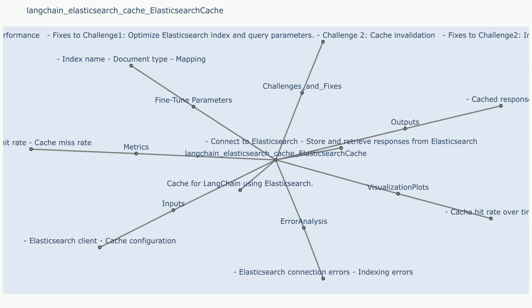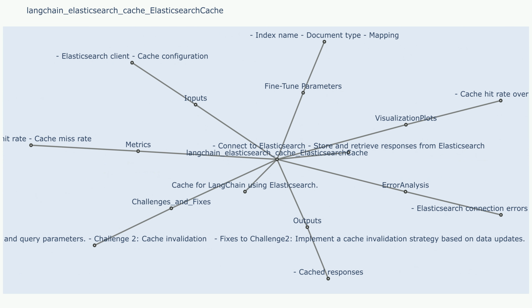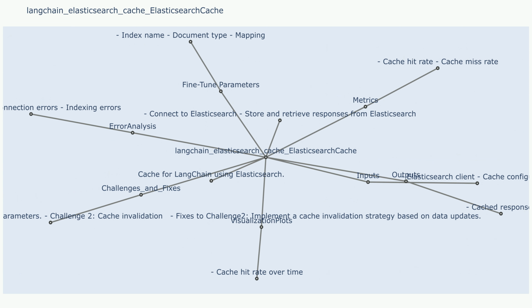Steps. Step 1. Explain in detail. The Elasticsearch Cache class initializes a connection to the specified Elasticsearch instance. Step 2. Explain in detail. To store a document, the cache uses the provided index name and document ID to store the serialized document in the Elasticsearch index. Step 3. Explain in detail. To retrieve a document, the cache uses the index name and document ID to query the Elasticsearch index and retrieve the corresponding document.